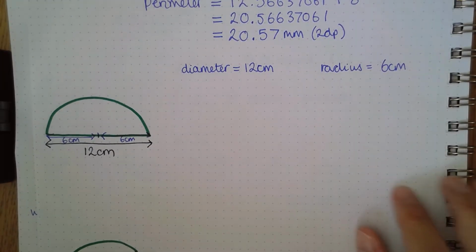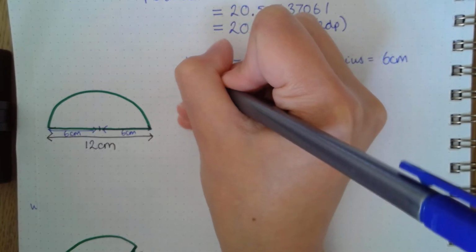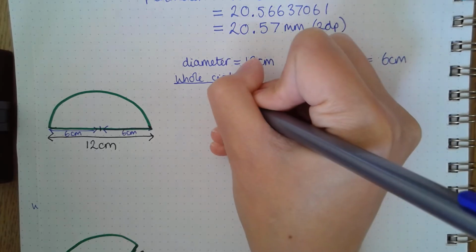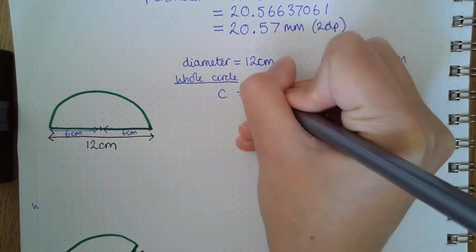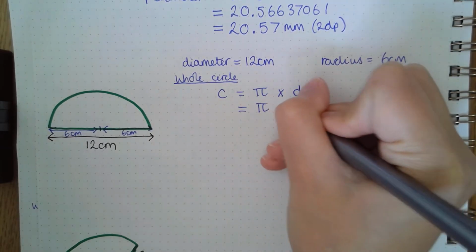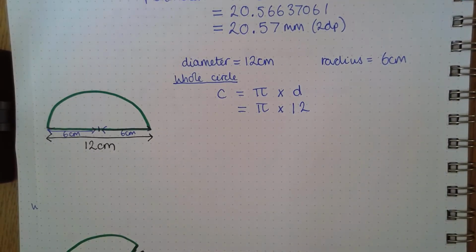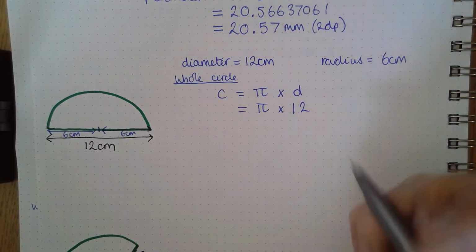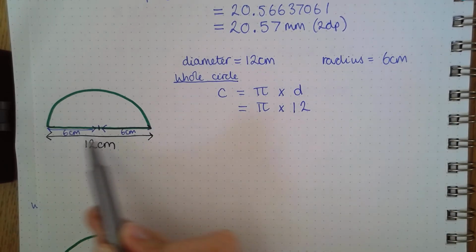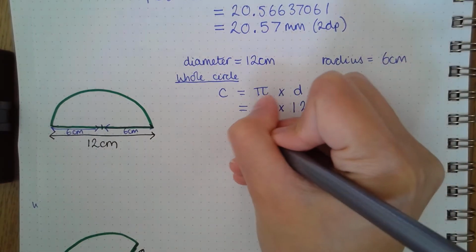So again, we've got to find the circumference of the whole circle. So we're going to do a little subheading: the whole circle. So C equals pi times D. Pi times, well, D is 12. You can use 2 pi r, it still would have the same effect. The reason I'm using pi and D is because at the end I've got to add this length, which is my diameter. You can use either one, you get the same answer.